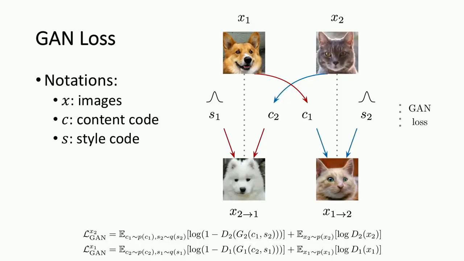And as in all the existing works, we also have a GAN loss. So from the dog, we generate an output, and the output should look like a cat. So the output distribution should be the same as the cat distribution in our data set. Here, this gray dotted line does not enforce these two images to be the same. It just enforces that these two image distributions are the same.